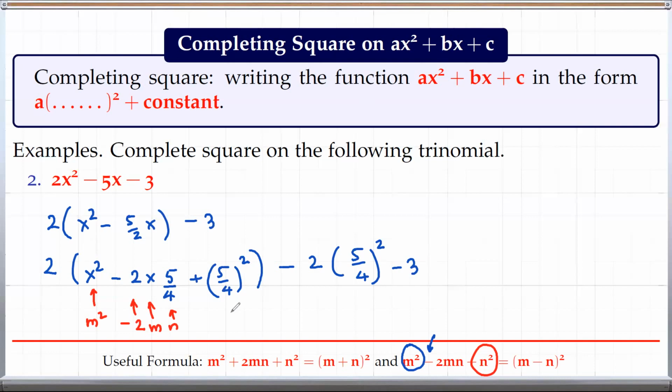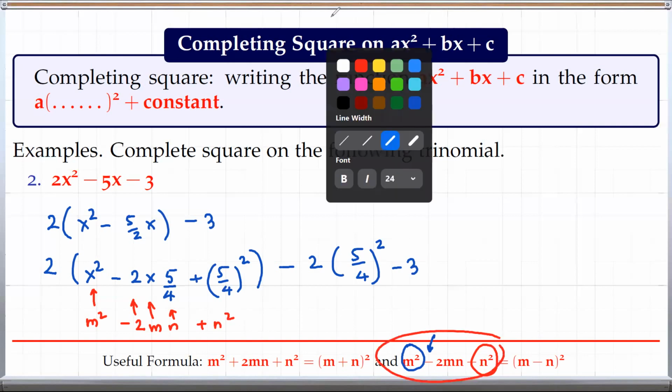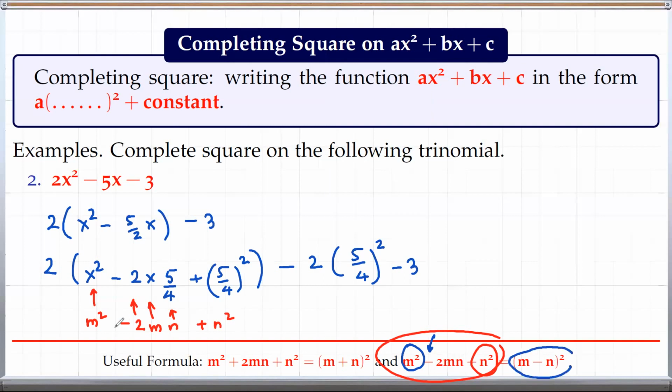We were able to write here m squared minus 2mn plus n squared, which is exactly what we have here. So from there we can write m minus n squared because m squared minus 2mn plus n squared is simply m minus n squared. So we have 2 times m is x minus n is 5 by 4 squared and then minus the constant part. So 2 times 25 by 16 would be 25 by 8 because 2 by 16 would be 1 by 8, minus 3. We can combine these two constants further.